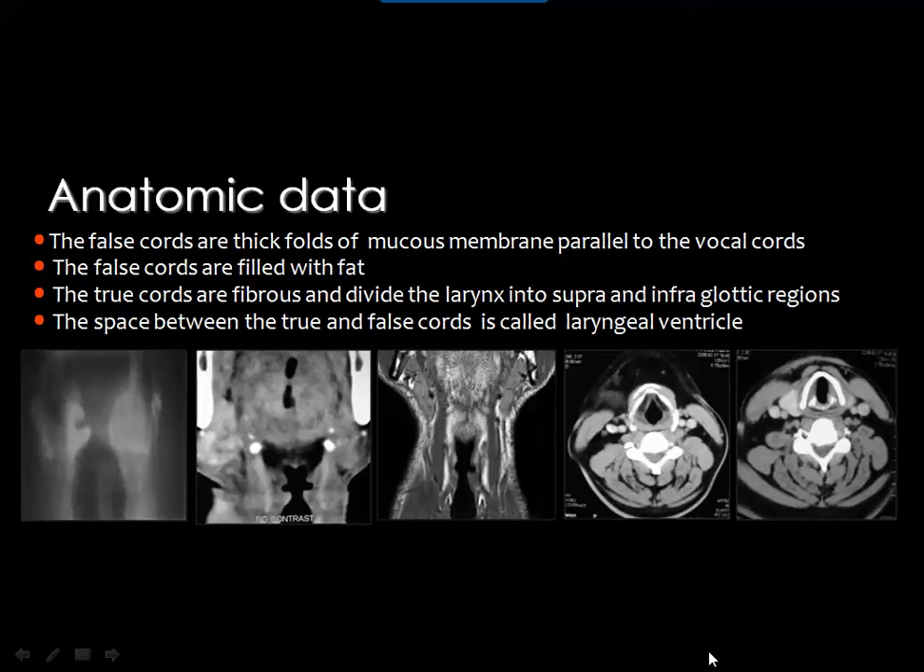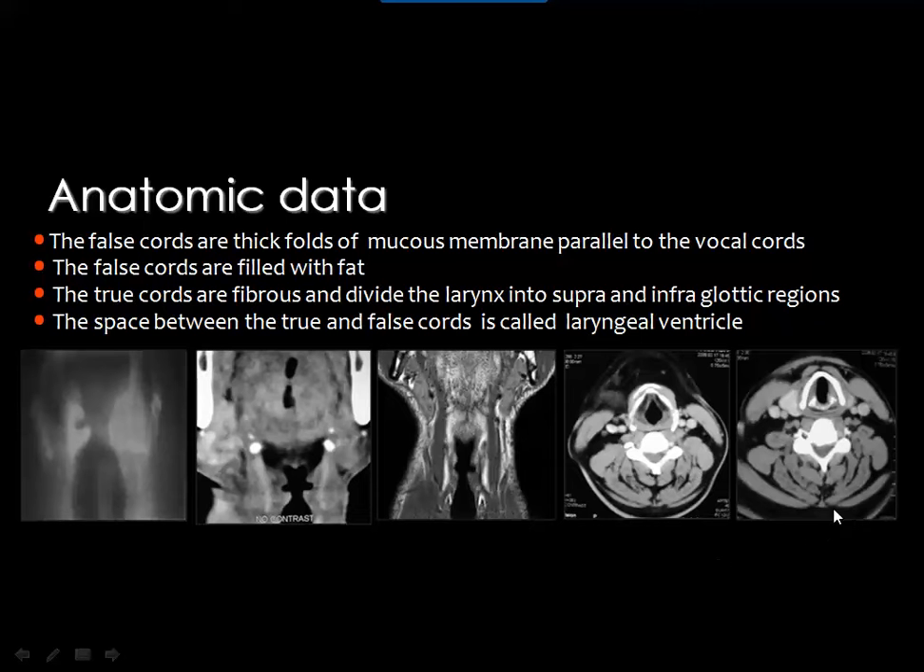Then in the axial images, you can identify the true vocal cord by its attachment to the arytenoid cartilage. The true vocal cord is triangular in shape, pointing anteriorly. Its base is attached to the arytenoid cartilage. Then you go slightly upward, from this level upward, then you see a mucosal fold, which is filled by fat, and this is the site of the false vocal cord.